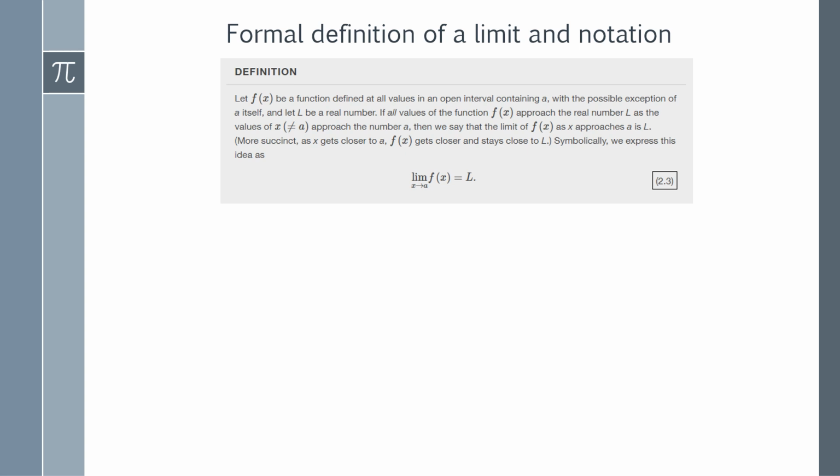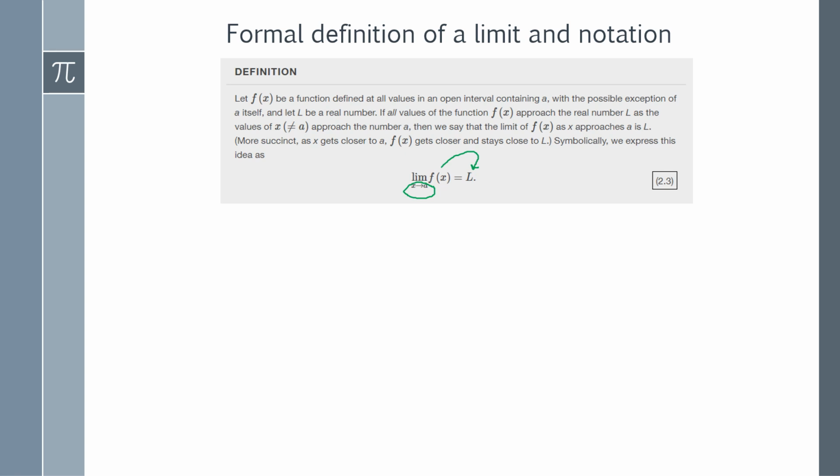So we say as x approaches a, some number, if f of x gets closer and closer to another number L, then we say the limit of this function is L. That's all that it's saying. And you have seen this notation already for a couple of examples that we've discussed previously.